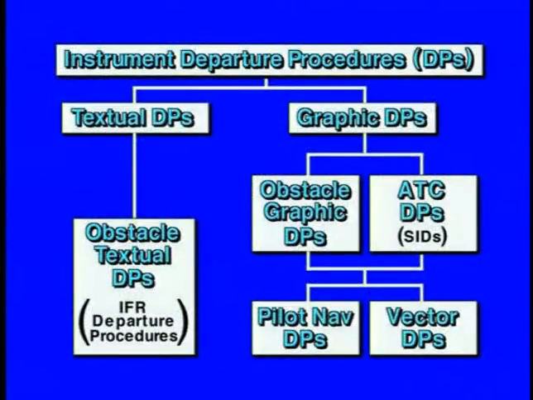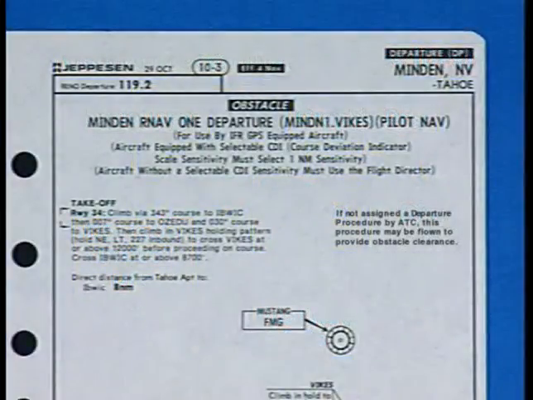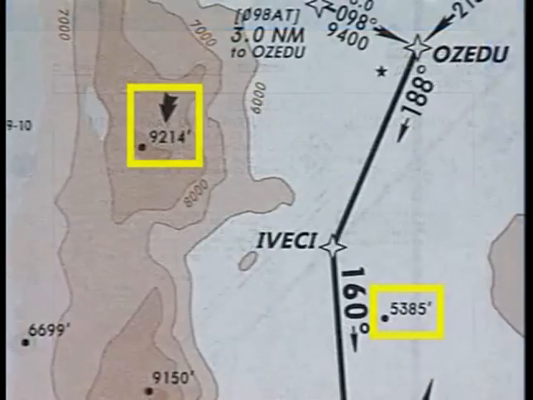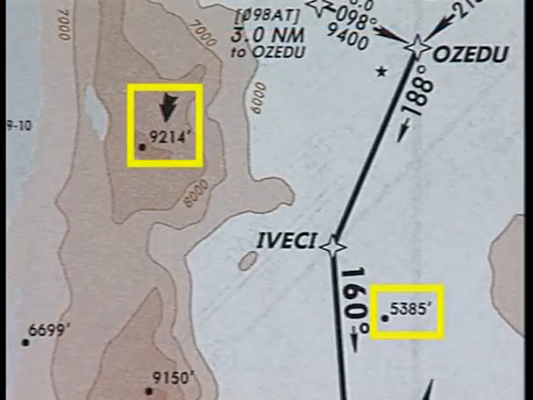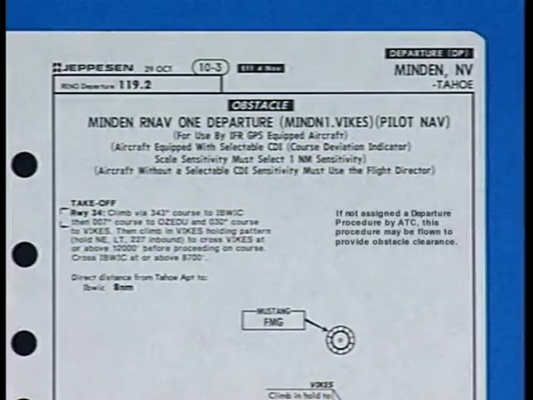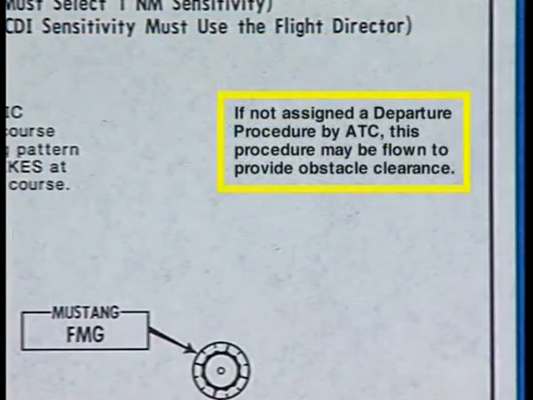The FAA is converting some complex textual departure procedures into graphic procedures to improve situational awareness. Graphic procedures are published as separate charts and can be filed as part of a flight plan. When a graphic departure procedure is created only for obstacle clearance, it is labeled Obstacle and may contain the statement, if not assigned a departure procedure by ATC, this procedure may be flown to provide obstacle clearance.